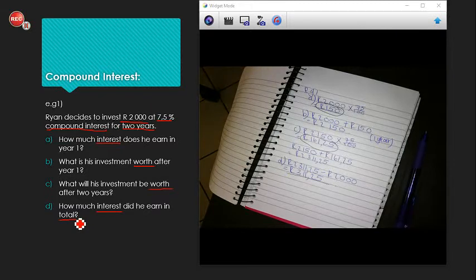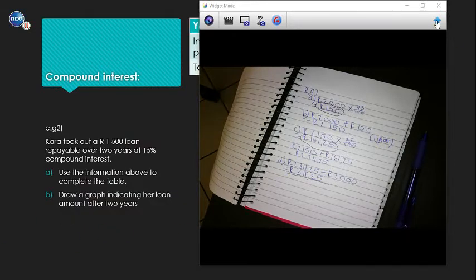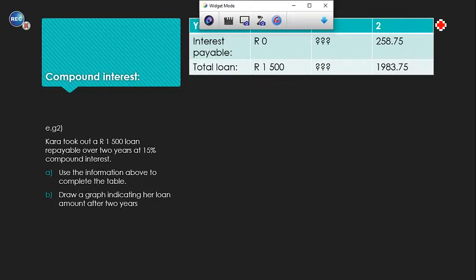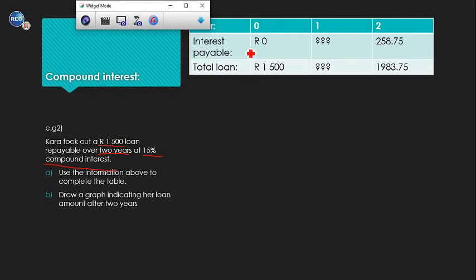Now, the next question says, Cara took out a loan of 1,500 Rand, repayable over 2 years at 15% compound interest. So once again, if we have to underline the important words, all the same things will be important. 2 years, 15%, and it is compound interest. So now if we have a look at the table alongside, we'll see again the years on here, and it tells us in year 1 the interest payable was 0 Rand, because that's when she took out the loan and the total loan was the same.